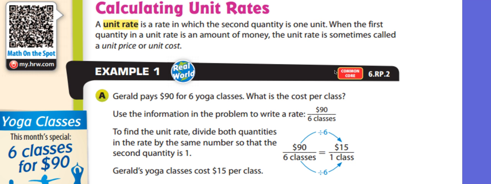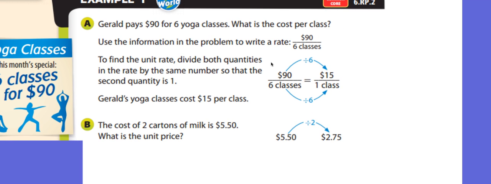Let's examine example 1, question A. Gerald pays $90 for 6 yoga classes. Now this is not a unit rate because a unit rate would not be the price for 6 yoga classes. A unit rate would be the price for 1 yoga class. And then the question says, what is the cost per class? Use the information to write a rate, $90 over 6 classes.